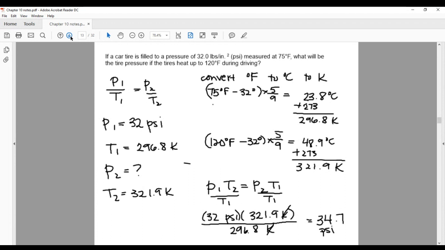I used 3 significant digits because that's what I was given, psi. A lot of times students will be tempted to use the significant digits associated with temperature, but we're going to use the significant digits associated with the other variable, which in this case is pressure. So I'll use 3 significant digits.